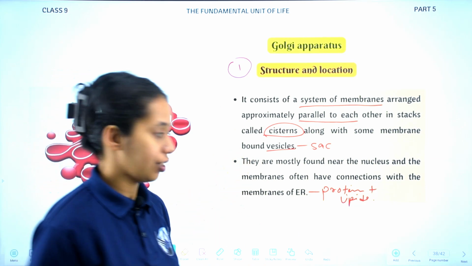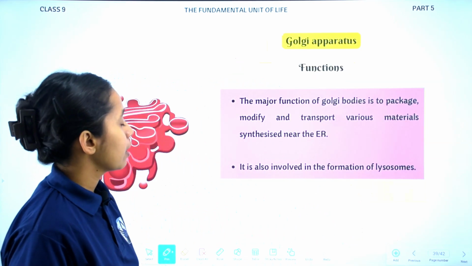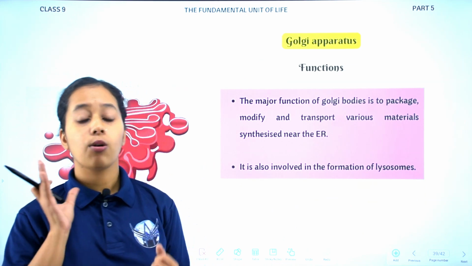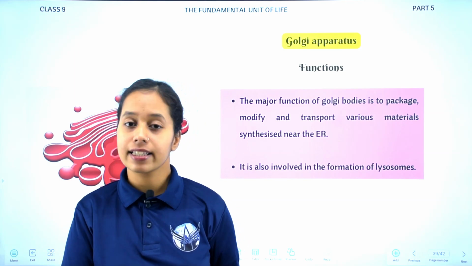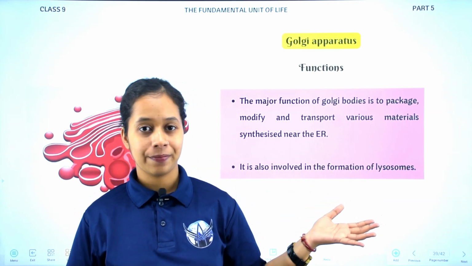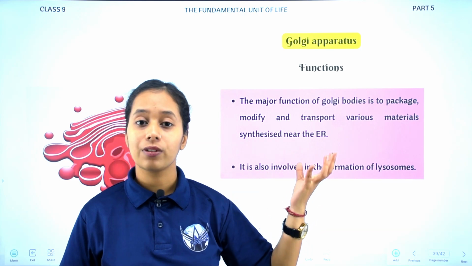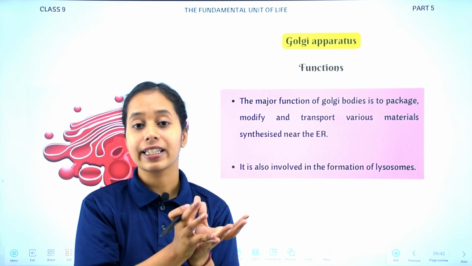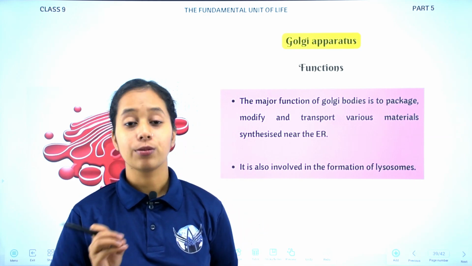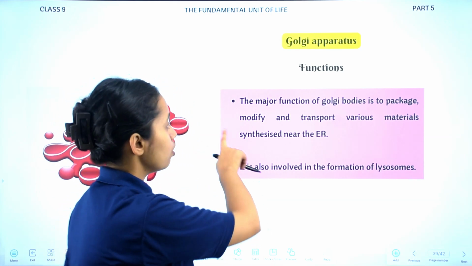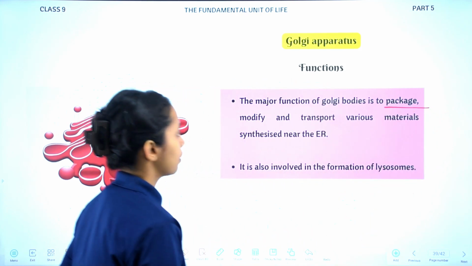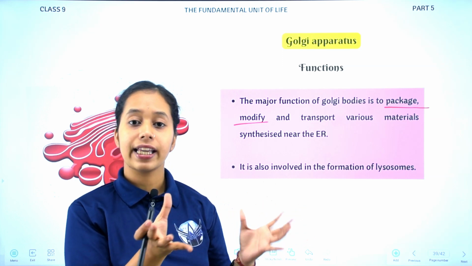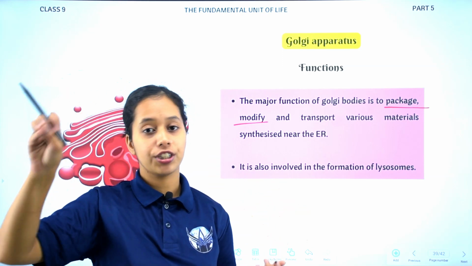Let us learn about its function. The major function of the Golgi body is to package. I told you that all the proteins and lipids are synthesized in the ER. The protein and lipid will get packed up, and these packed up little balls will be taken by vesicles to the Golgi body. So the major function is to package and modify. Where do the vesicles take these packed up balls of proteins and lipids? To the Golgi apparatus.